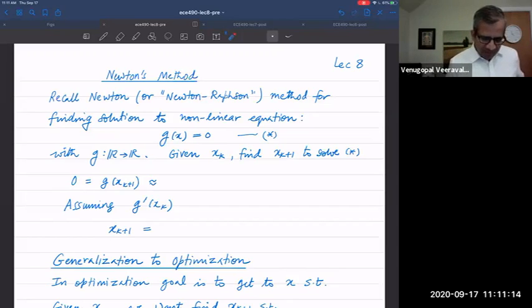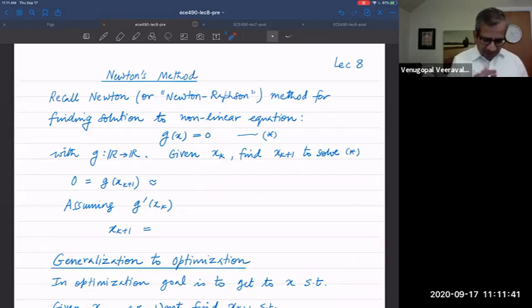So what's the idea behind the Newton-Raphson method? You're trying to find a solution to a nonlinear equation g(x) equal to 0. The nonlinear equation could be something like e to the x plus x squared plus 1 equal to 0. You can't solve for that in closed form, so you need a numerical method to solve it. How do you develop a numerical method to solve it?